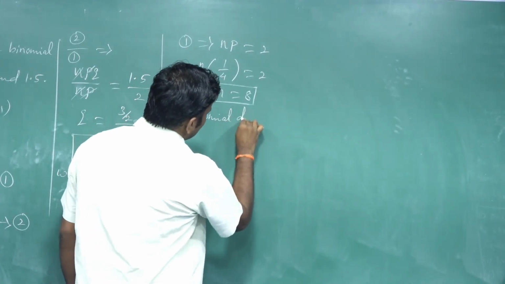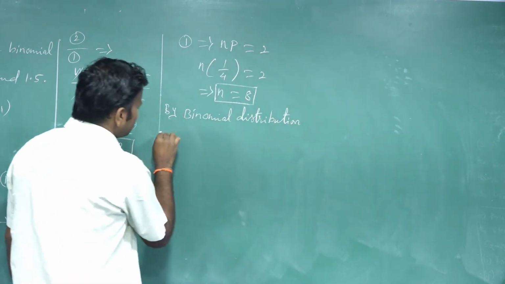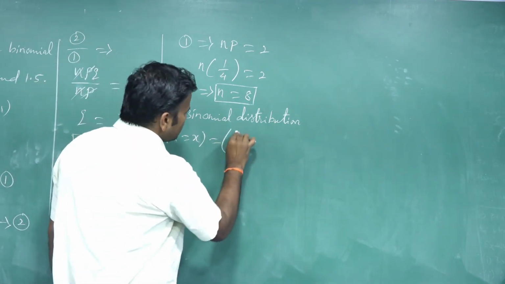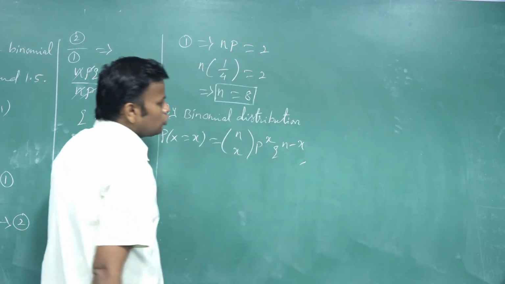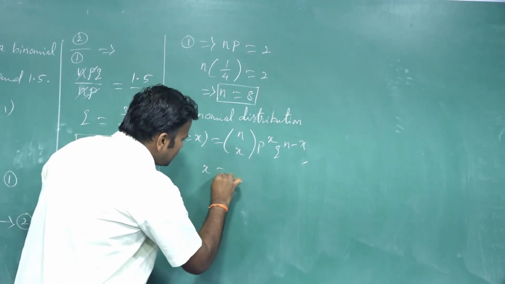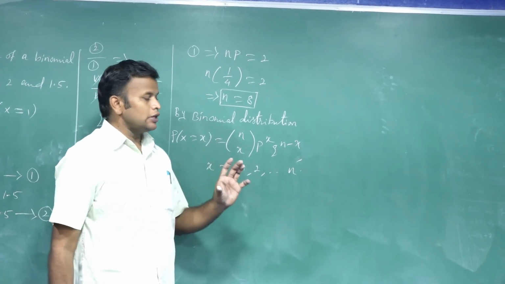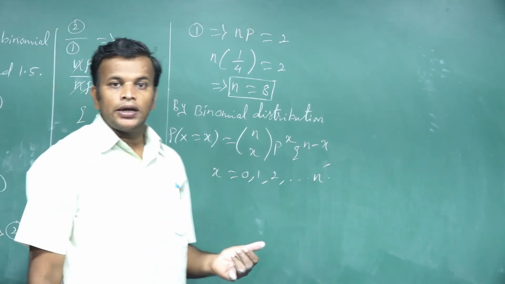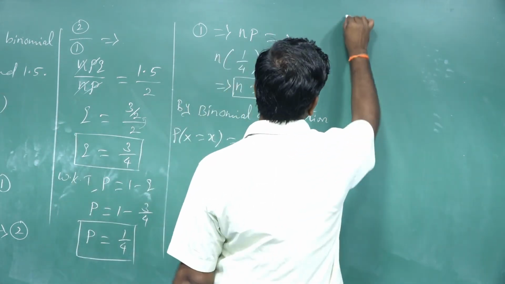By the binomial distribution, we write the formula: P of capital X equals small x is equal to nCx p power x q power n minus x. The value of x starts from 0, 1, 2, 3, etc., up to n. Now we find each and every case. First we find the first case. What is the first case? To find the value of the probability when x is equal to 0 is the first case.